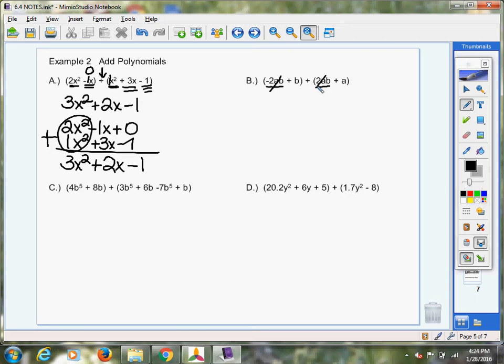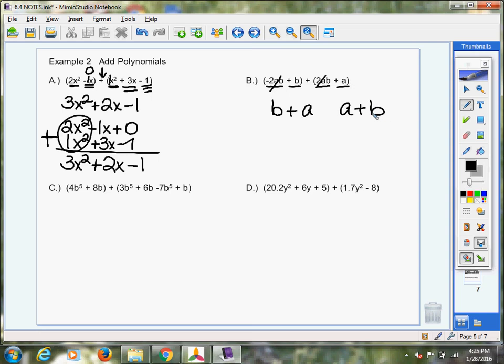Now, I don't have like terms anymore. All I have is this b with nothing to add to it in the second quantity, so I'll drop that down. b plus 0 basically is b. And then I've got this a, and 0 plus a is a. So you can either write it as b plus a or a plus b.